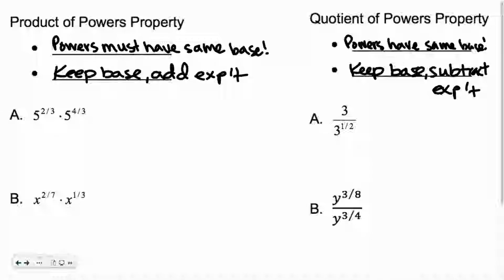So, if you had something like x cubed times y to the fourth, you can't add your exponents because you have an x and a y. Or if you had 5 squared times 3 cubed, you can't add your exponents because you don't have the same base. So for both of these, it's really important first that you have the same base. Then you can go through the work of keeping the base and adding or subtracting your exponents.